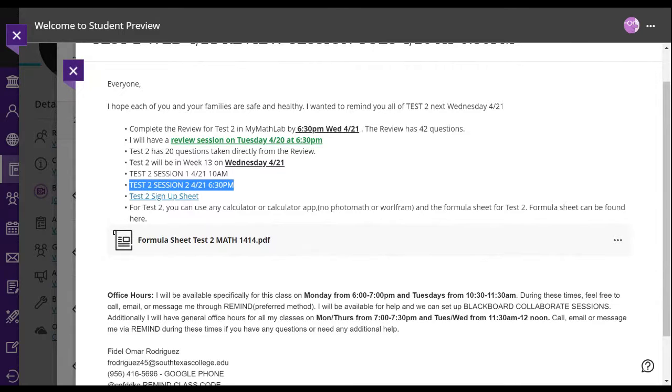And then I do have the formula sheet right here. To access it, guys, just click these three dots and click on Download Original File, and you'll be able to open up the formula sheet. So now that you know where the formula sheet is and where the sign up sheet is, let me stop sharing this part, and I'm going to share two things with you.